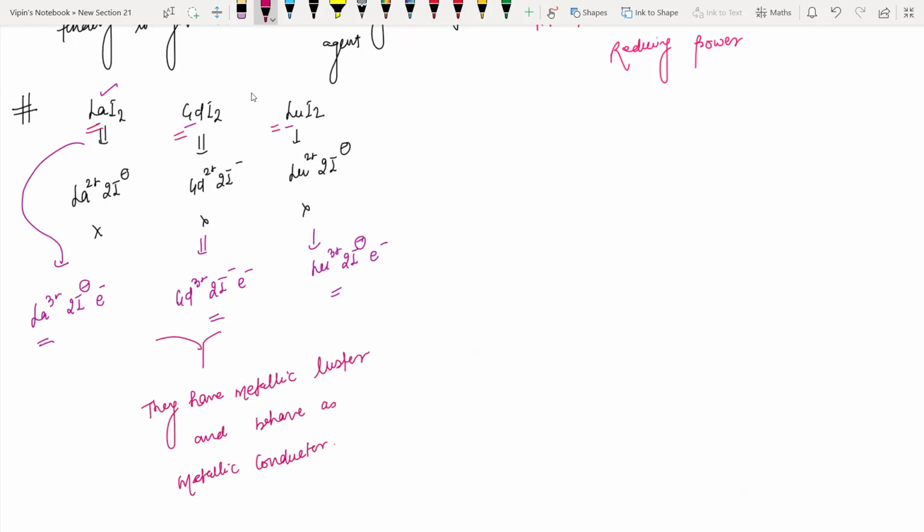So you can say in case of GdI2 and LuI2, the oxidation state of gadolinium is plus 3, and the two electrons of gadolinium are taken by iodine to get converted into 2 iodide minus, and the third electron is present as a free electron. If any system has a free electron, then we have a metallic conductor and it will have metallic luster, right?